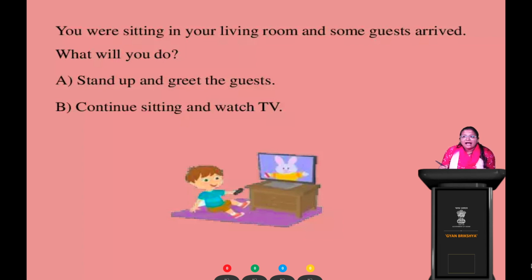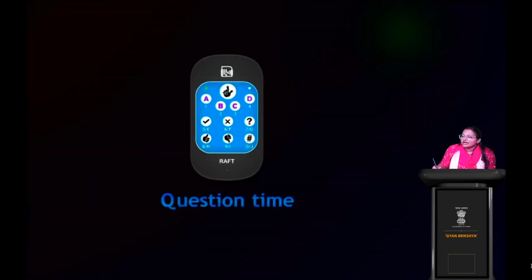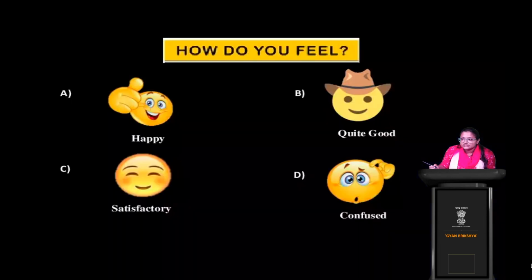All right. I think the correct approach here should be option A. That is, we will switch off the TV, stand up and greet the guests. Whoever comes to us, we will greet that particular person properly. With this, we have come to the last segment of our class, that is the feedback question.